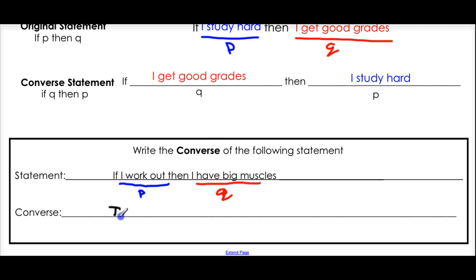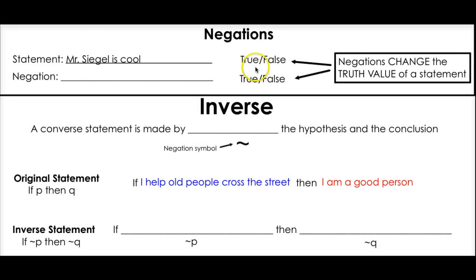So if, all right, I have big muscles, then, all right, and we're going to put the P now first. I work out. And you see, we just switched the P and Q. Okay, let's keep moving on.